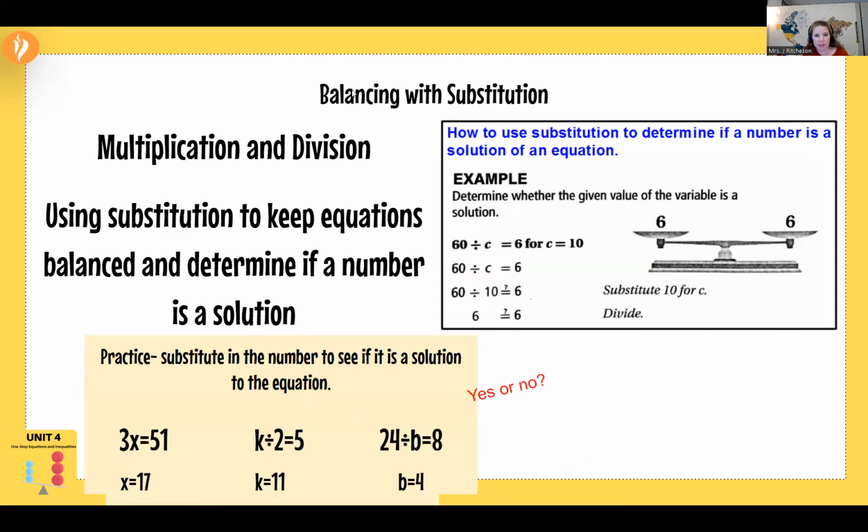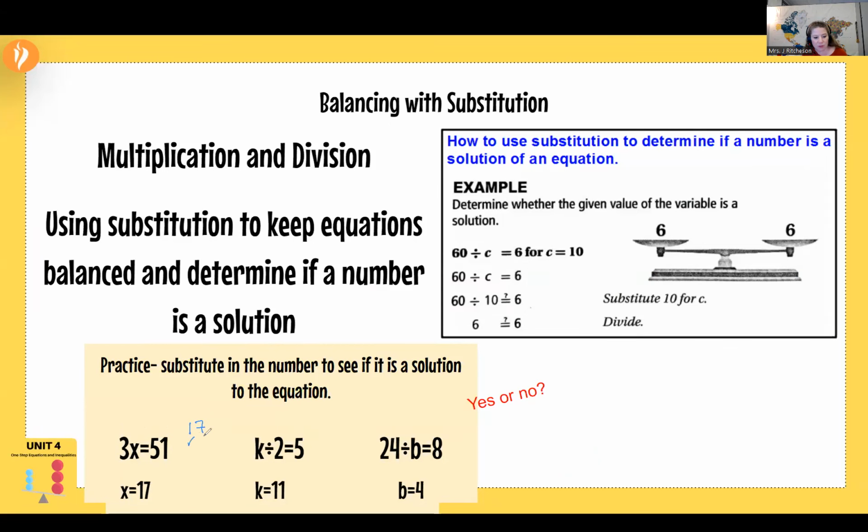All right, so the first one we have is 3x equals 51, 3 times 17. So if we substitute 17 for x, that would be 51. I agree that 3 times 17 is 51. So we're going to say yes on the first one. The second one, k is 11. Does 11 divided by 2 equal 5? Nope. Half of 11 is 5.5. Those are not equal, so this one is no.